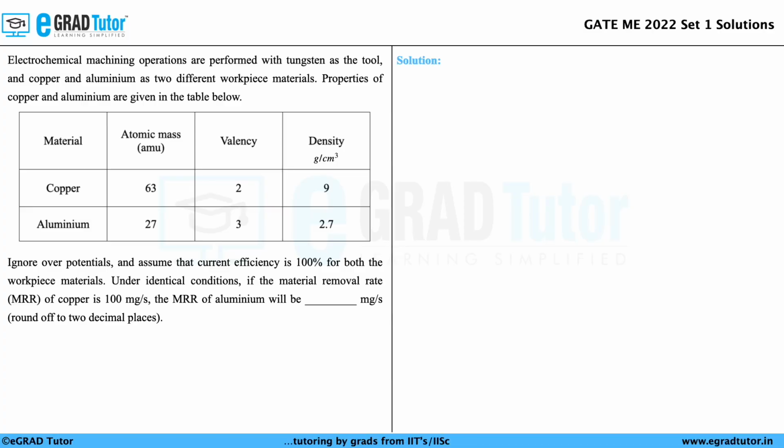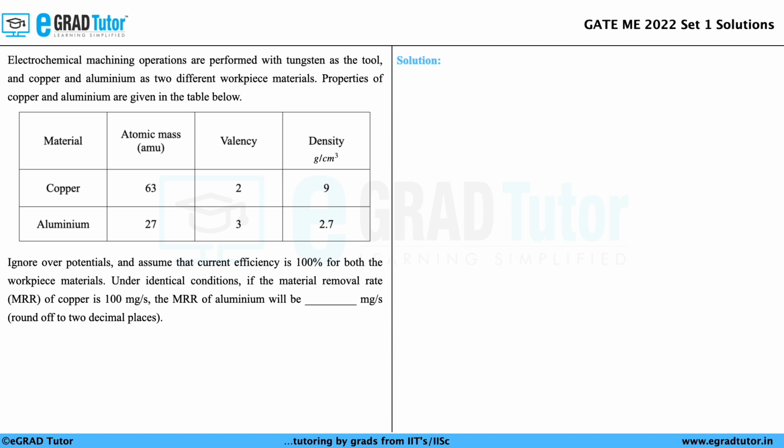Electrochemical machining operations are performed with tungsten as the tool and copper and aluminium as two different workpiece materials. Properties of copper and aluminium are given in the table below. Ignore overpotentials and assume that current efficiency is 100% for both the workpiece materials.